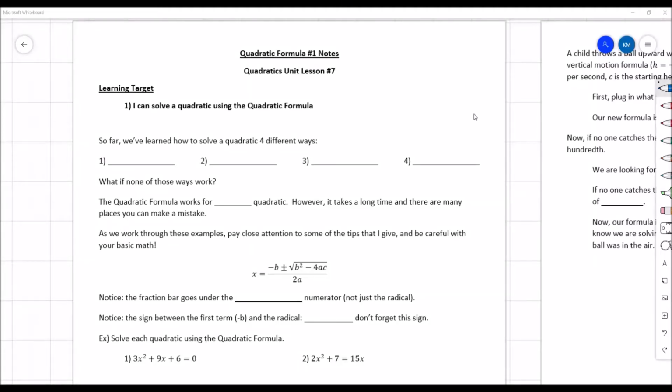Today we're looking at quadratic formula notes. At the end of this video, you should be able to solve quadratics using the quadratic formula.